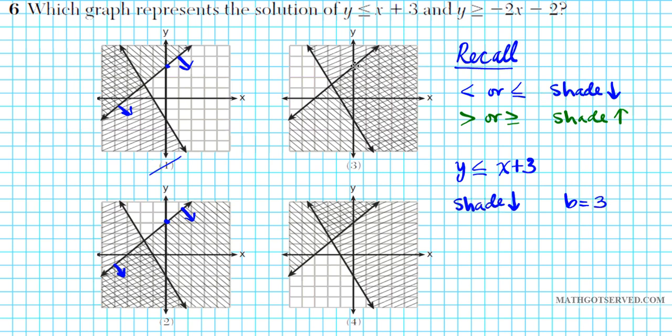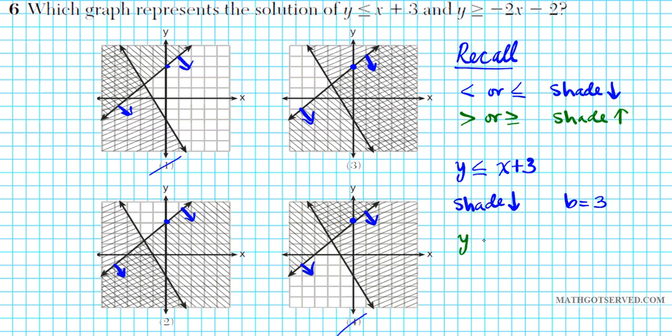Option 3, y-intercept of positive 3. Direction of shading downwards, that's good also. Option 4, the line with the y-intercept of positive 3. Direction of shading should be downwards for less than, but it is shaded above that line here, so option 4 should be eliminated also. By focusing on the first equation, we're able to narrow down our choices to 2. The second equation will help us determine the correct answer.